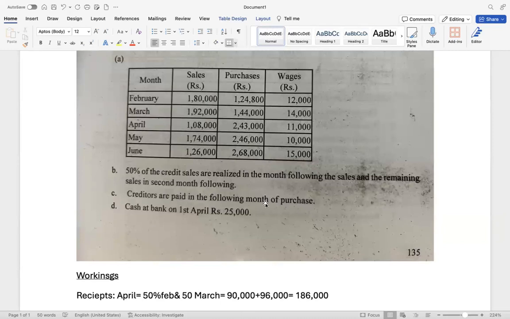Creditors are paid in the following month of the purchase. That means whatever purchases are made in the month of February will be paid in March. Whatever purchases are made in the month of March will be paid in April. Whatever is purchased in the month of May will be paid in June, and it goes like this. So when we are trying to ascertain the cash amount for the month of April, the 1,44,000 of purchases made in the month of March is paid in the month of April.